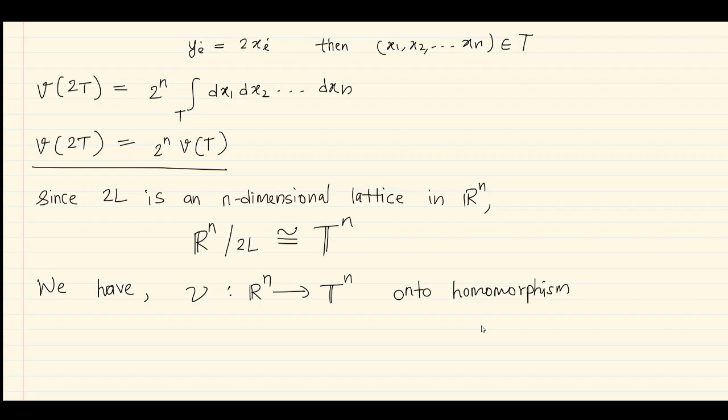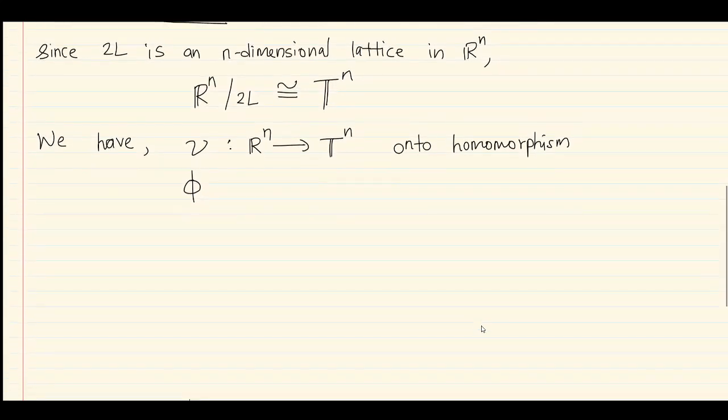Also, we know that if we restrict this map to the fundamental domain, it becomes a bijection. So we denote it by phi, from 2T, the fundamental domain here, to T^n. If we restrict this mapping to 2T, it becomes a bijection.